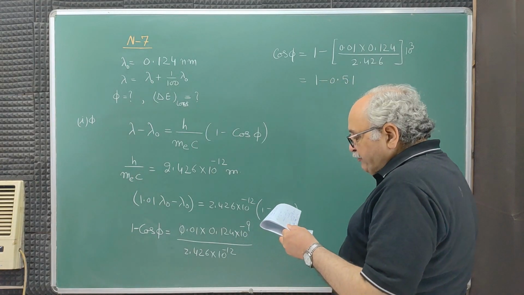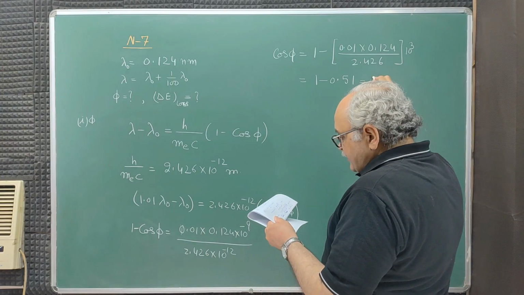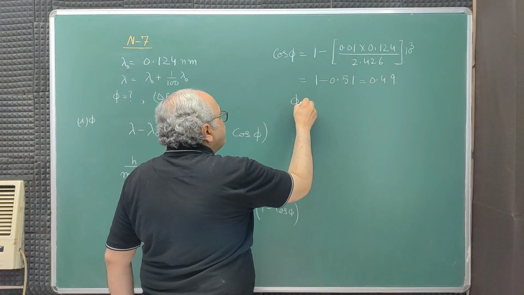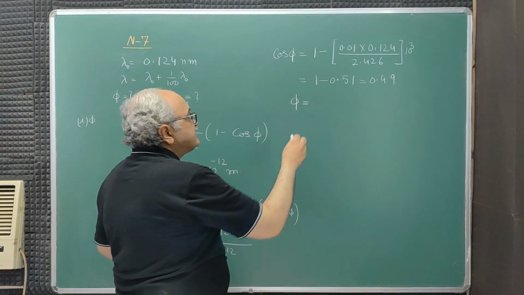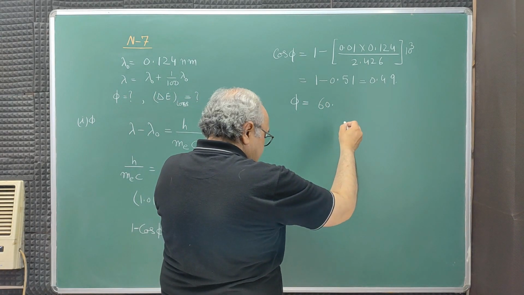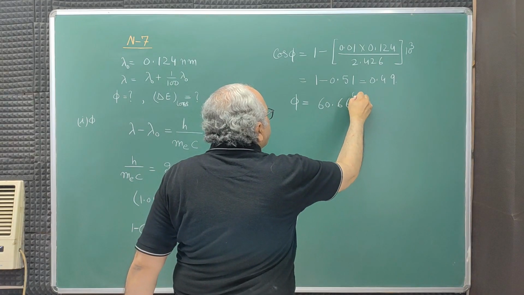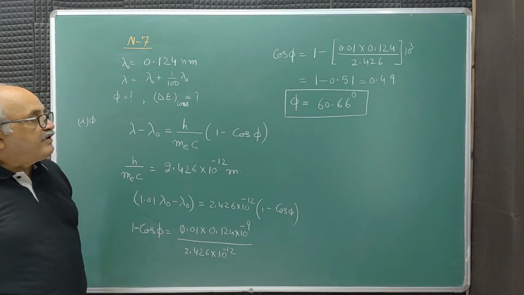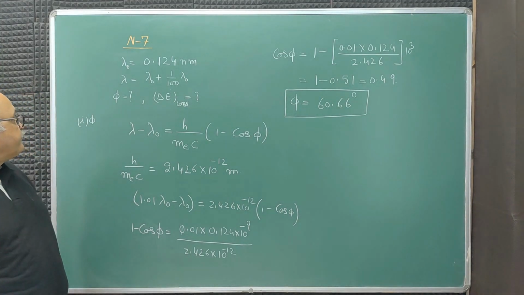0.51, and if you solve it, this is equal to 0.49, and if you solve it for phi, you will get the value as 60.66 degree. So this is the answer for the first value required in this question.